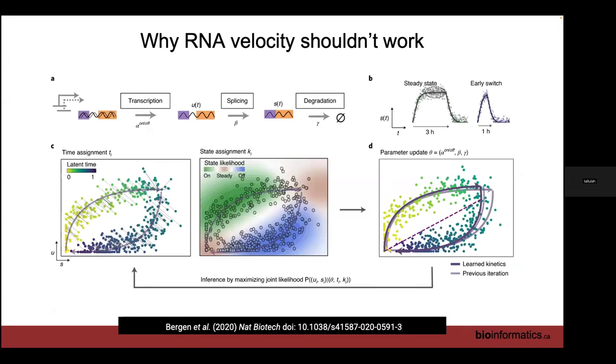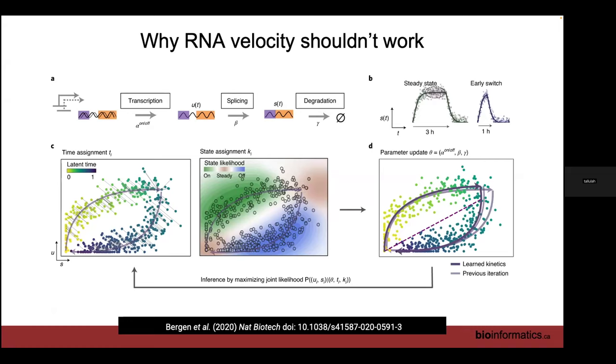And then people asked about RNA velocity. So the way RNA velocity works is completely different. It's not actually looking at a smooth trajectory, really, at all in theory. It's looking at individual cells and looking at the ratio of the spliced versus unspliced reads.